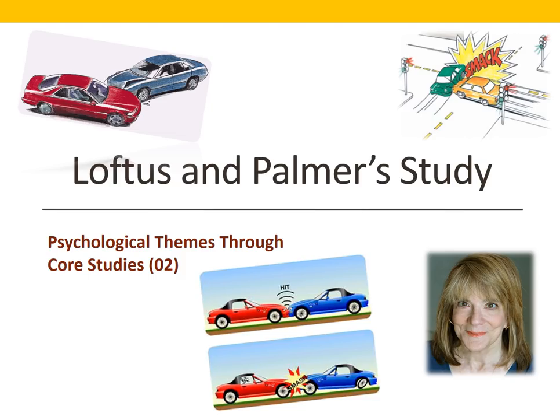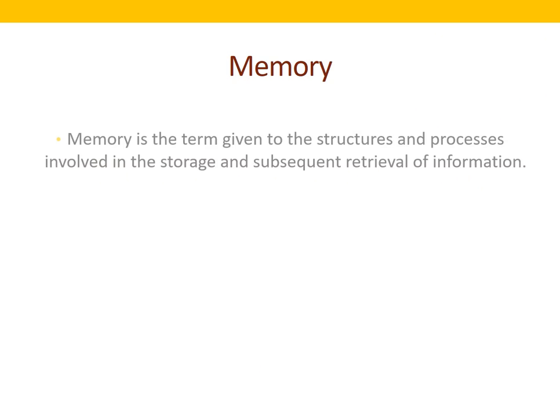And what we think is that eyewitness testimony, and how accurate that is, can be affected by lots of different factors. So what Loftus and Palmer are doing is looking at this branch of memory that is eyewitness testimony and trying to find some of the things which will reduce that accuracy. So first we're going to look at a bit of background information about memory.